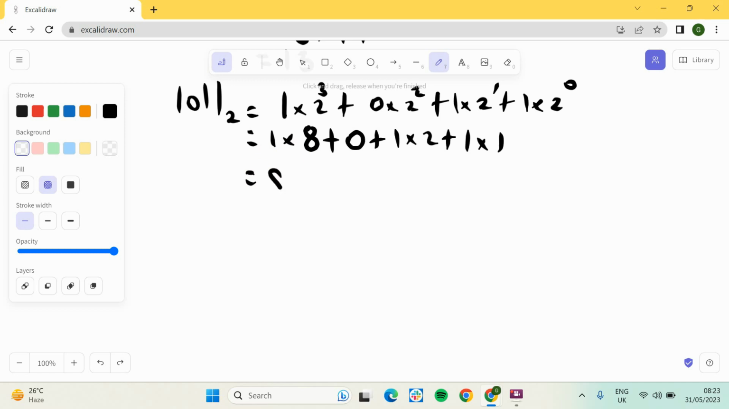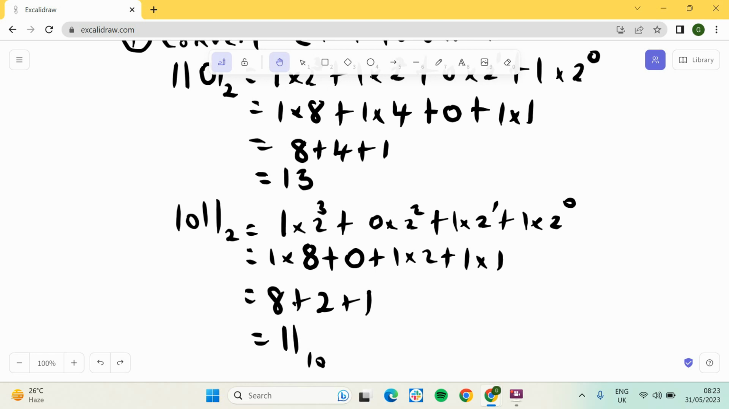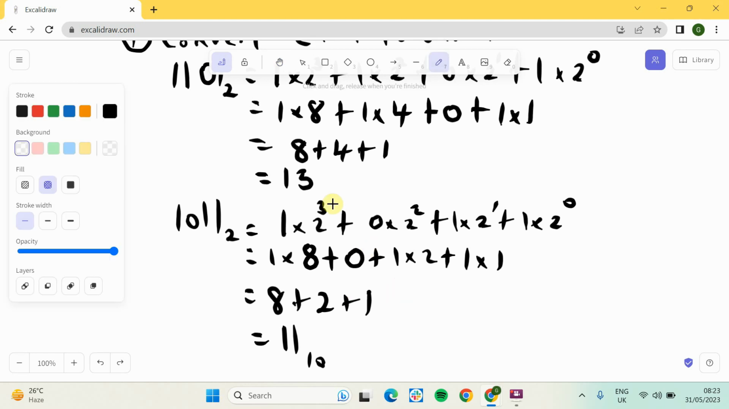So 1 times 8 is 8, plus anything times 0 is 0, plus 1 times 2 is 2, plus 1 times 1 is 1, right? And this gives me 11 in base 2. Sorry, 11 in base 10. Great. So we are good to go. So we know that this value here is 13 in base 10, and this value here is 11 in base 10.